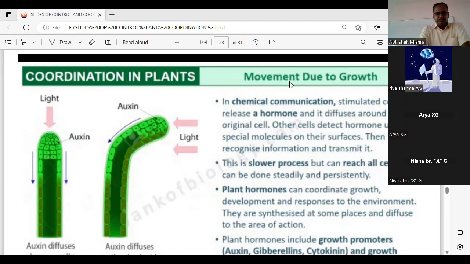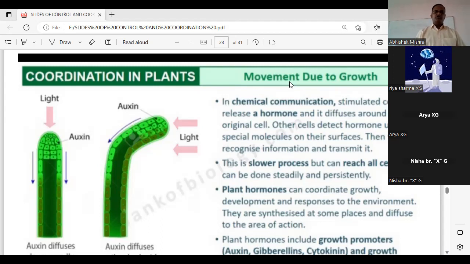Very good, Riya. Auxin, gibberellin, cytokinin. No, Nisha, abscisic acid is not a growth promoter. That's why I asked this question. Abscisic acid is not auxin, gibberellin, cytokinin. Maximum of you are making spelling errors, but no problem. Auxin, gibberellin, and cytokinin. And who is the growth inhibitor? Abscisic acid. You can also write it in short, ABA.